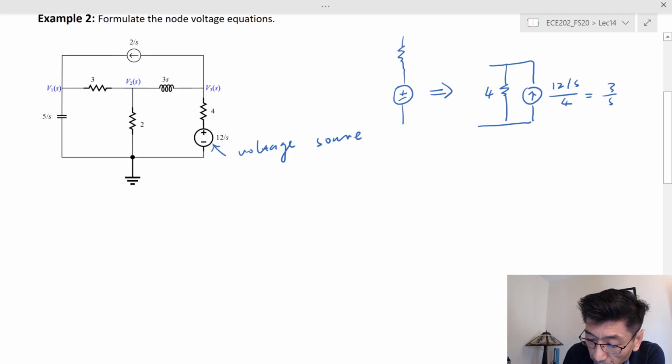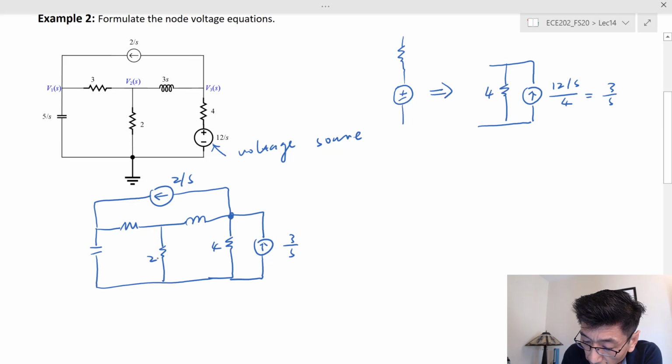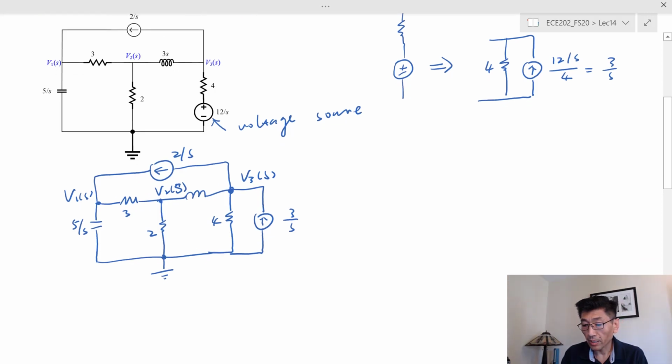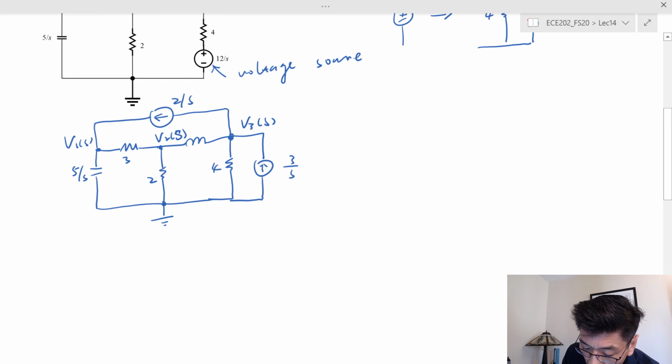replace this. Maybe I should redraw this circuit. Let's see, I have 2 over s, and I have 2 plus 3, which is 5 over s. So this is V1, this is V2, and this is V3. In this case, we still have this as the reference node. Since we only have current sources now, we can write the matrix form by inspection, right? So let's try that.